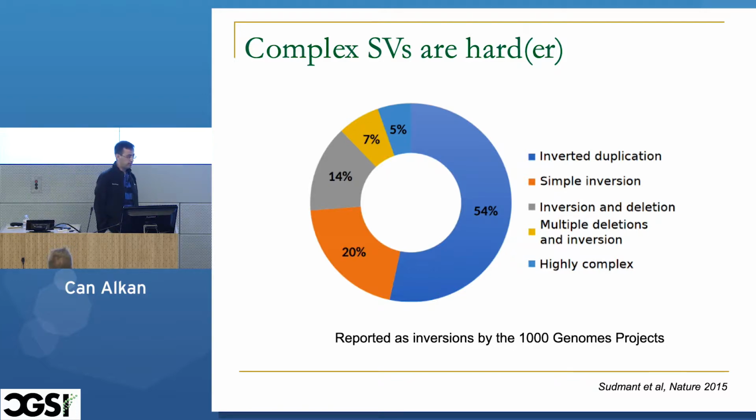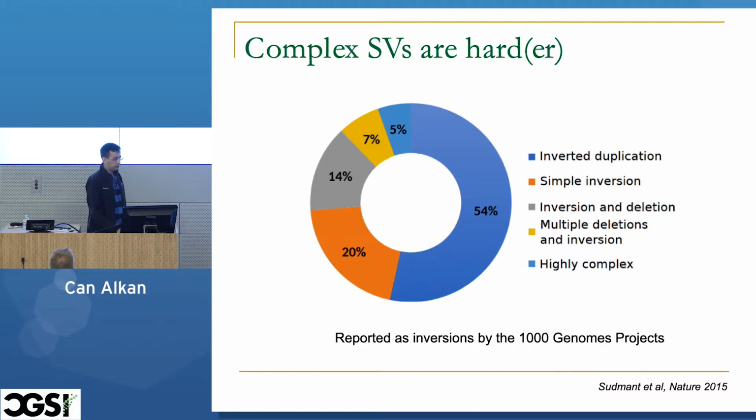This figure comes from the 1000 Genomes project. These are only the calls reported as inversions by the 1000 Genomes project, but when you look deeper, you are going to find that about 54% of all those inversions reported by the 1000 Genomes project are in fact inverted duplications. So they are not inversions at all, they are duplications. Only 20% are really inversions as reported, and there are more complex events such as inversion and deletion, and multiple deletions and inversions going on in the same location.